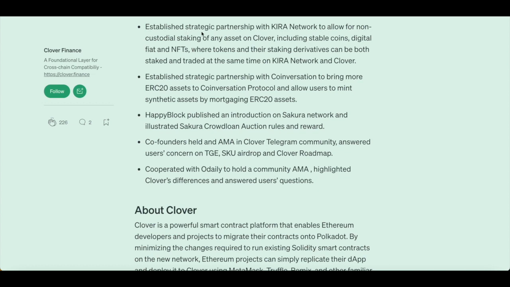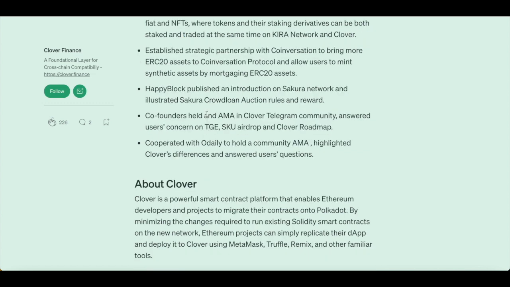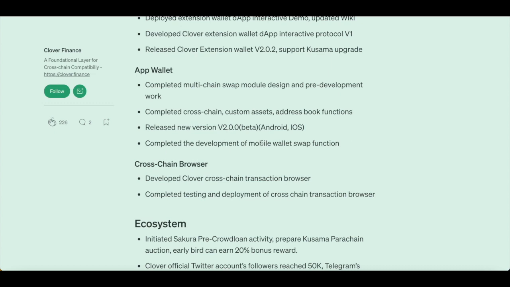NFTs: Clover established a strategic partnership with Current Network to allow non-custodial trading for any assets on Clover, including stablecoin, digital fiat, and NFTs. So this is good for many reasons. Clover is a smart contract platform and completed the development of the mobile wallet swap function. This is really good because in any mobile wallet, it's really good when you can swap your tokens or your ERC20 tokens or your cryptos, whatever you're holding in your wallet. It's always good to be able to swap these tokens and to hold your tokens safely, if I might add.